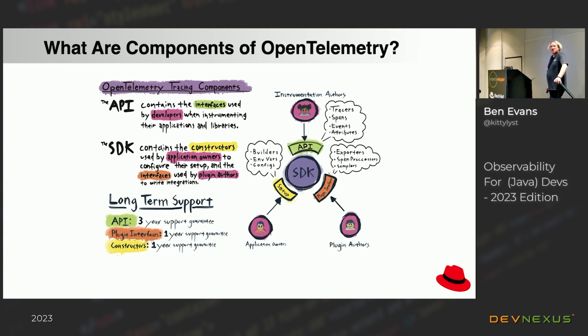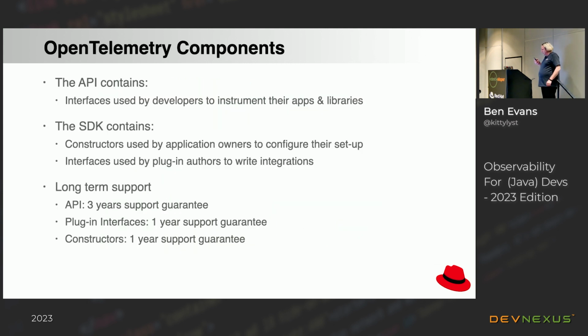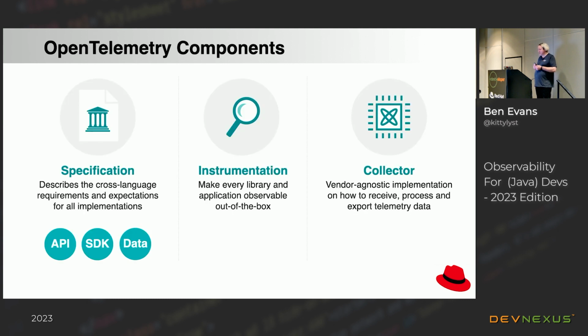Many enterprise customers would not exactly regard that as long-term support, so there are lots of companies who have stepped up to try to sell you support for those pieces as well. So what's in these pieces? Well, the API is for developers to instrument libraries. The SDK is basically for application owners, so that's your default implementation. I'll move on to the next slide.